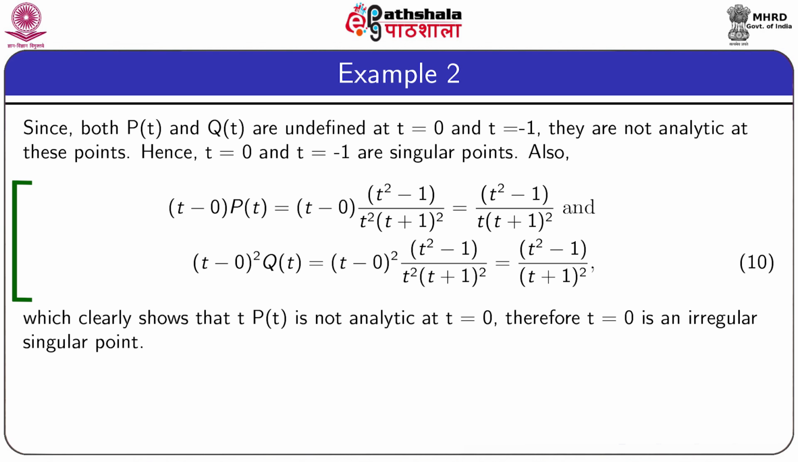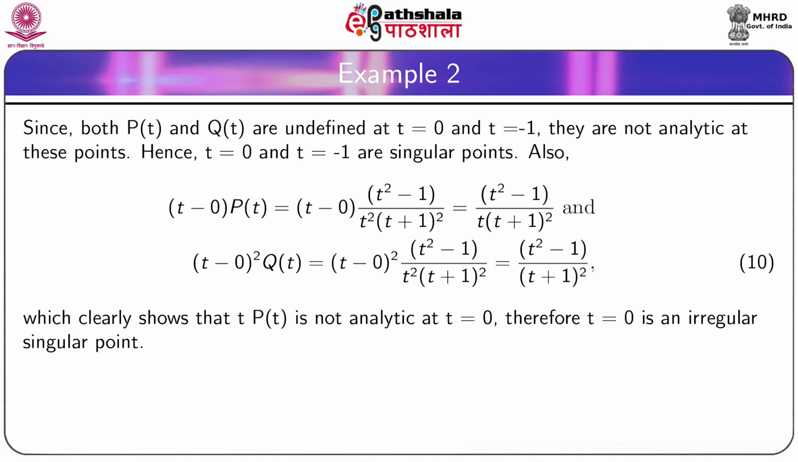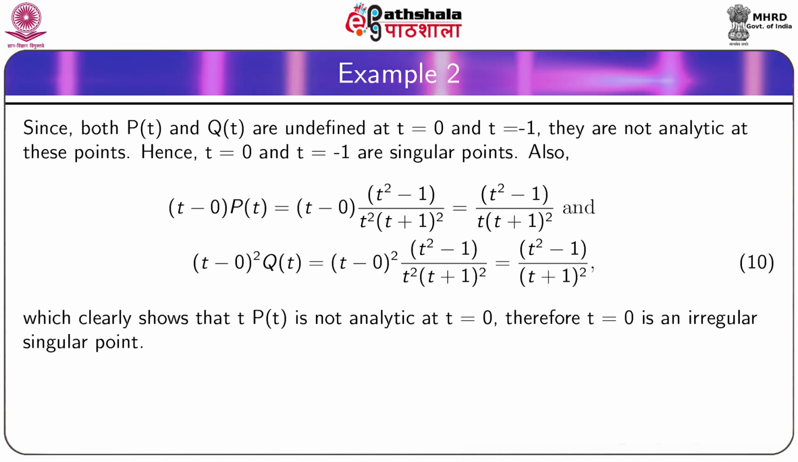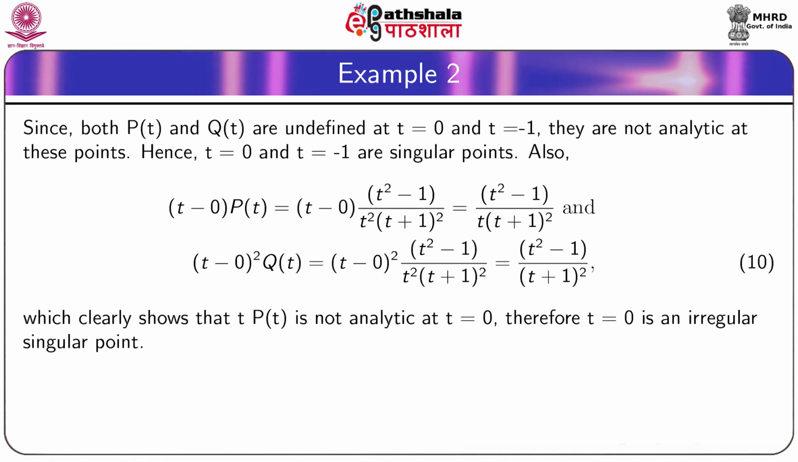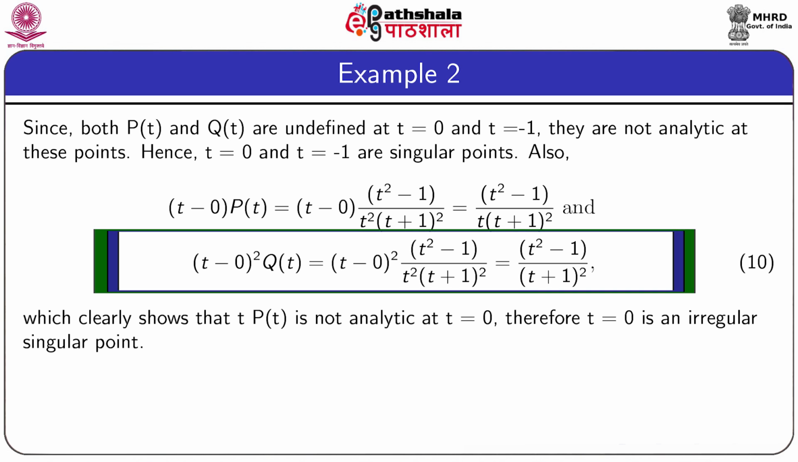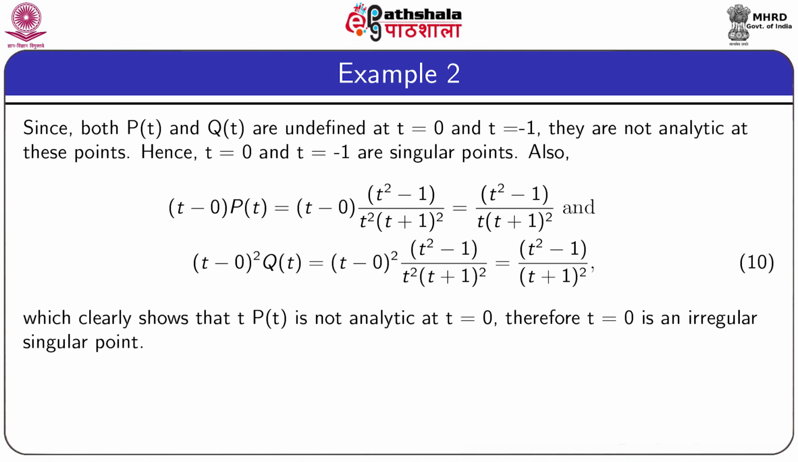Next, we have to see whether they are regular singular points or irregular singular points. To do that, we will calculate (t minus t0) Pt and (t minus t0) whole square Qt. And if you do that, you will be getting, after some simplification, (t minus t0) Pt is equal to (t square minus 1) divided by t into (t plus 1) whole square, and (t minus 0) whole square Qt is equal to (t square minus 1) divided by (t plus 1) whole square, given by equation 10.